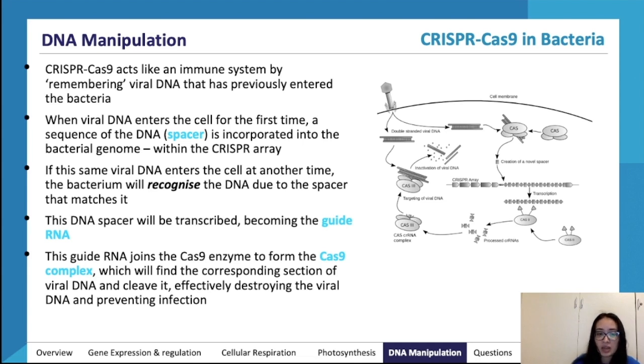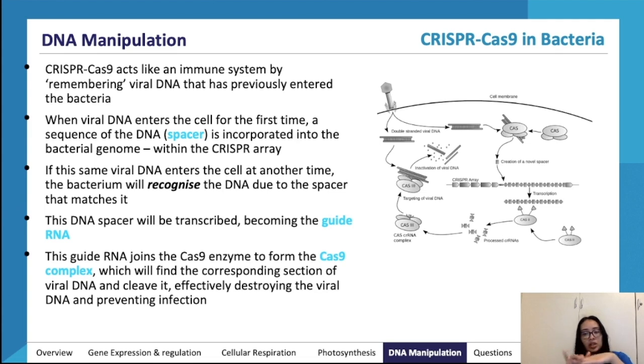This DNA spacer will then be transcribed. So it's in the DNA within the bacteria. It will then be transcribed, so you've got a complementary sequence. And it will be transcribed to RNA, something called guide RNA. That guide RNA will actually join something called the Cas9 enzyme. So the Cas9 enzyme is actually an endonuclease, and it's a type of molecular scissor. And so this guide RNA joins the molecular scissor, and it's like a recognition site.